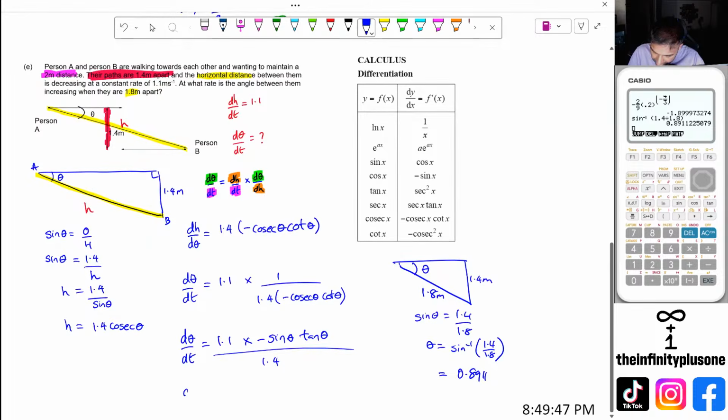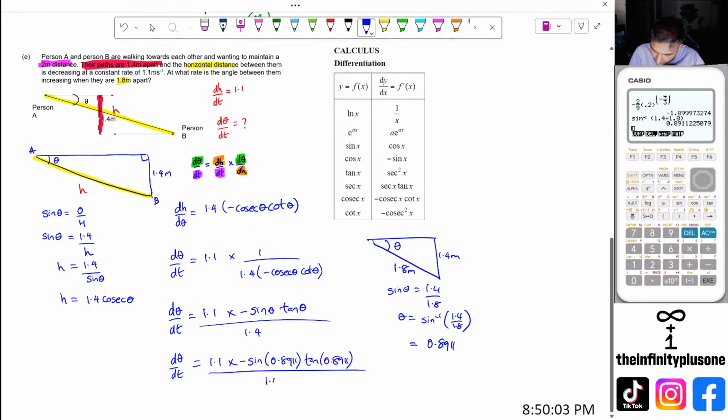So at this point, I can substitute theta in there. So I'm going to get 1.1 times negative sine 0.8911. And then I'm going to get tan of 0.8911. And the whole thing divided by 1.4. So I am going to get... I feel like I've made a mistake somewhere here.